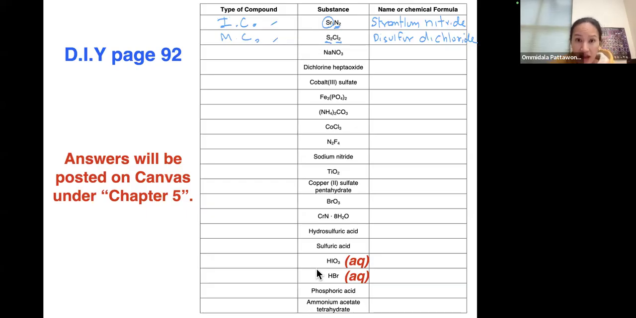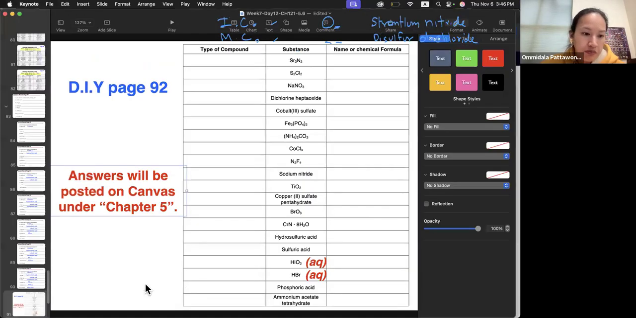Same thing with the acid as well. If they are molecular compounds, with the hydrogen written first and the aqueous, that is the acid. The name would follow the acid rules that we just learned. Okay. All right. Again, if you have any questions after you finish this, just make sure that you come talk to me after class. Okay.